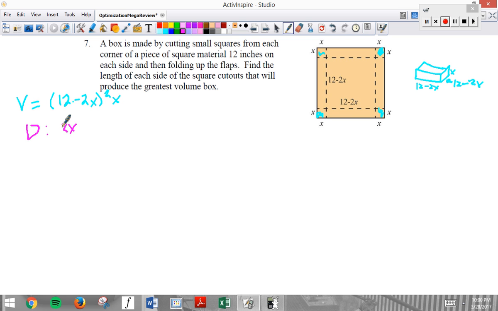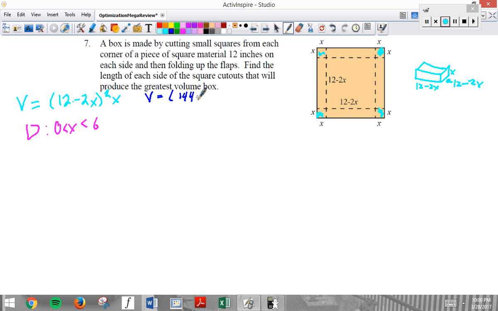X, the size of the cutout. There's no box without a cutout. So it has to be bigger than 0. Right? If this was 0, it would just be a flat piece of cardboard. On the other hand, if x became bigger than 6, then this cutout would stretch to the midpoint, this cutout would stretch to the midpoint, and there'd be no more material. You would have cut out the whole box. That's huge.